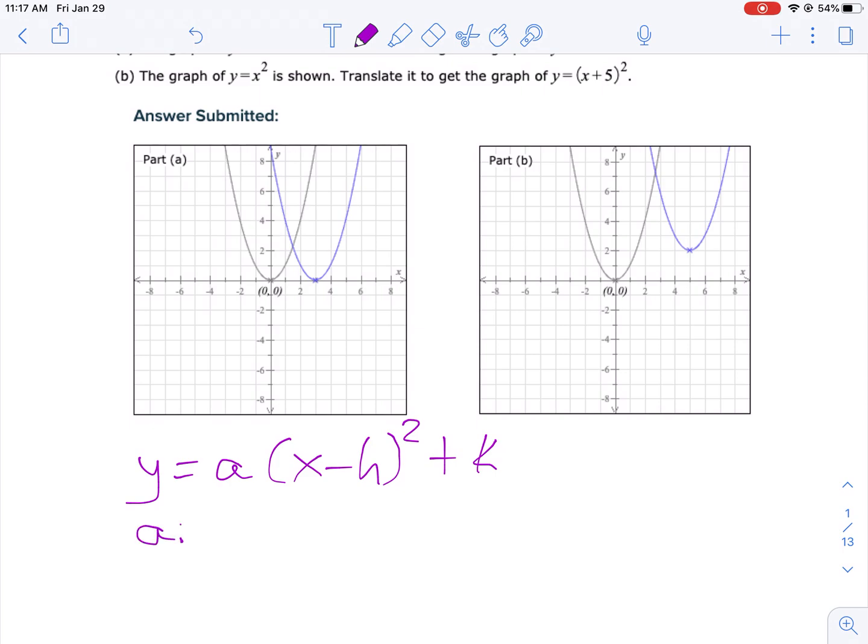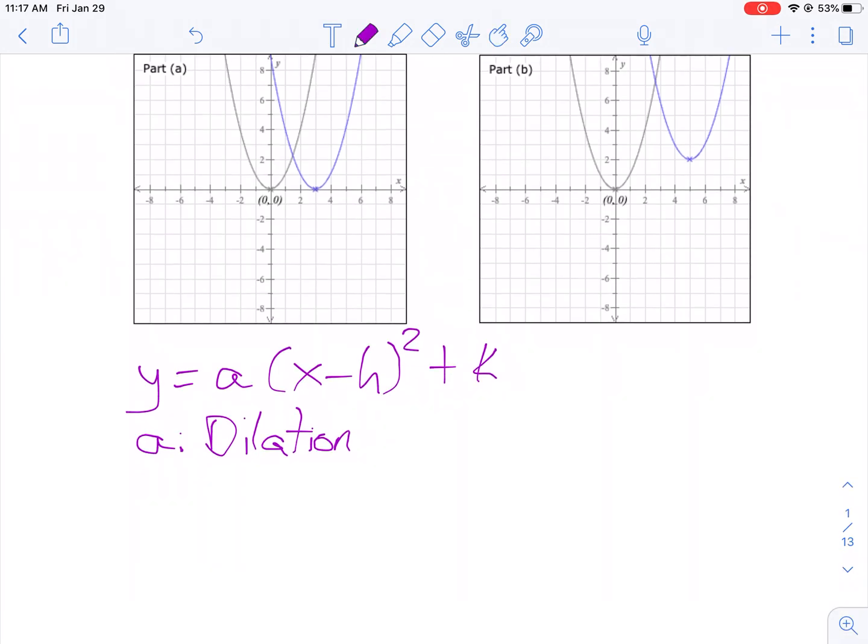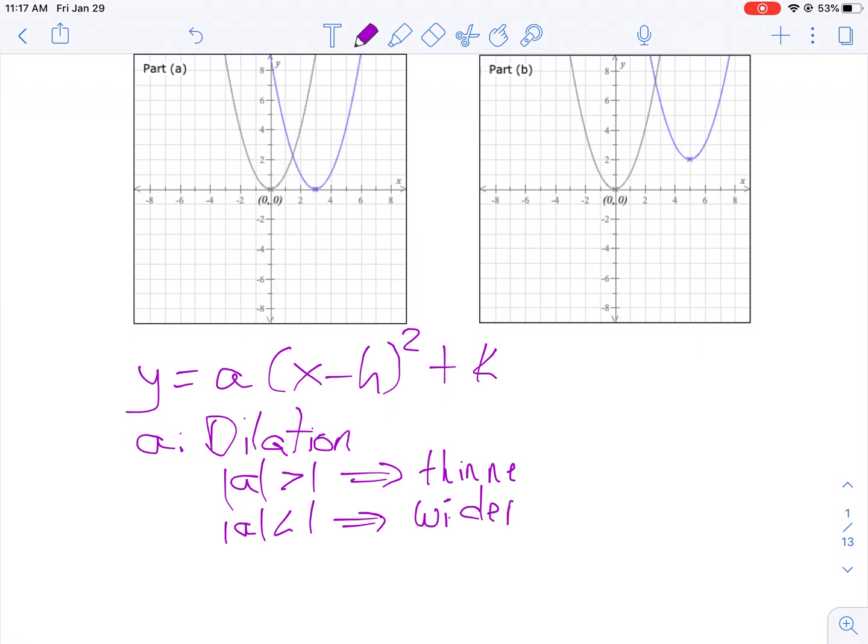A is your dilation. If the absolute value of A is greater than 1, that tells you your parabola is going to be thinner. If the absolute value of A is less than 1, that tells you your parabola is going to be wider. If A is less than 0, you're going to flip the parabola over the x-axis.